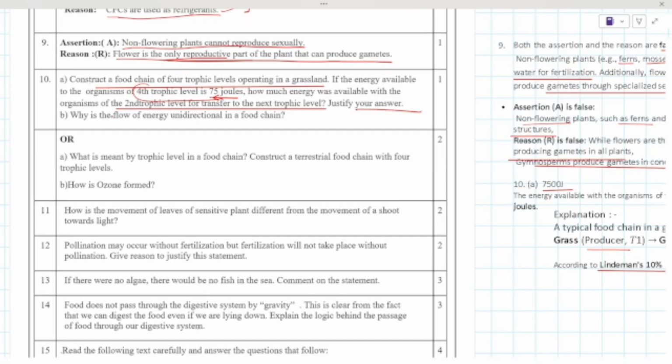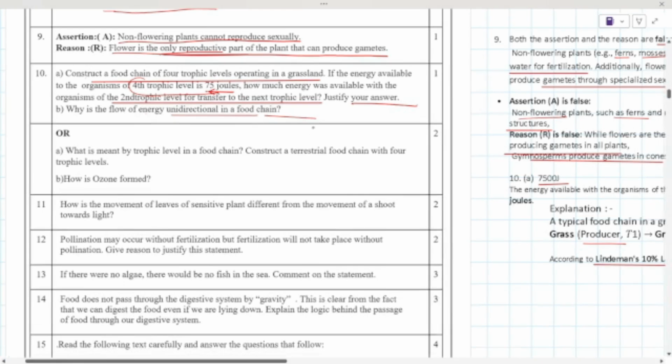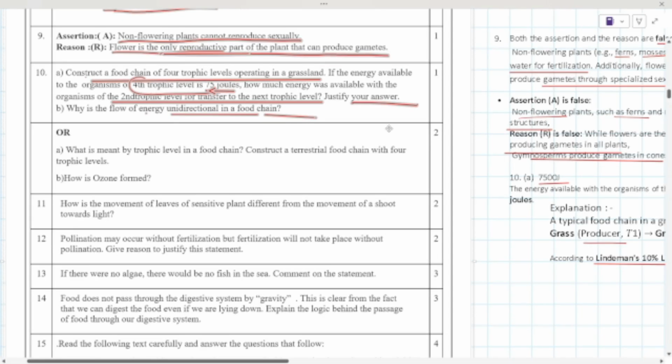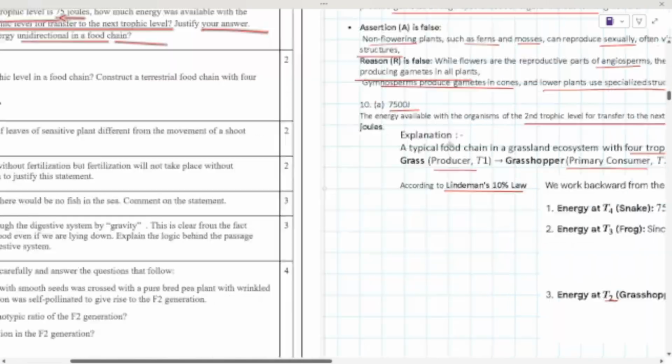Now let's see the next one, B number. Why is the flow of energy unidirectional? Unidirectional means in only one direction. I don't know how to explain it. Okay, let's see the explanation.